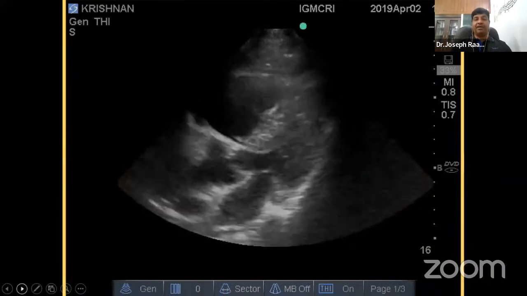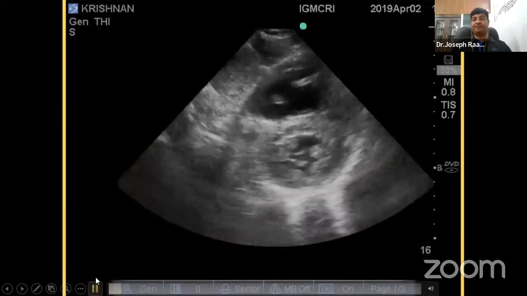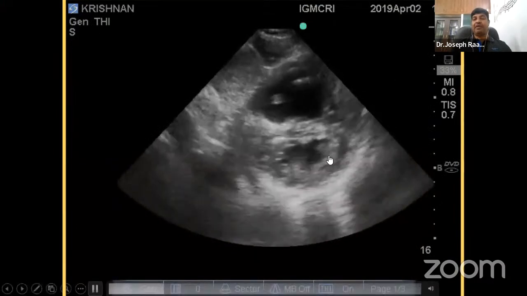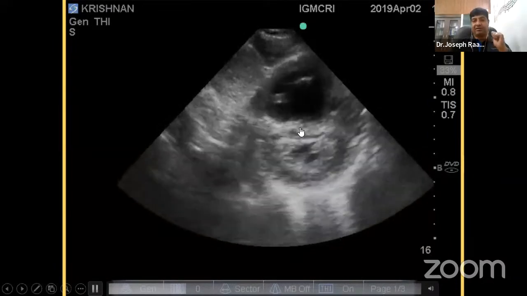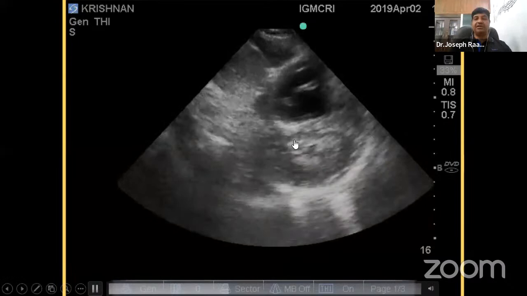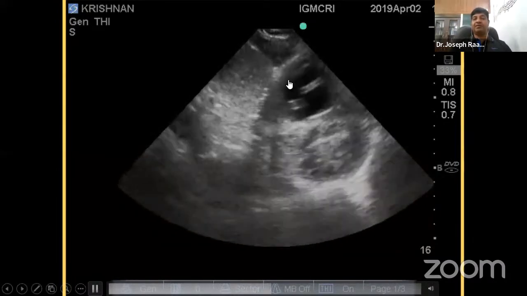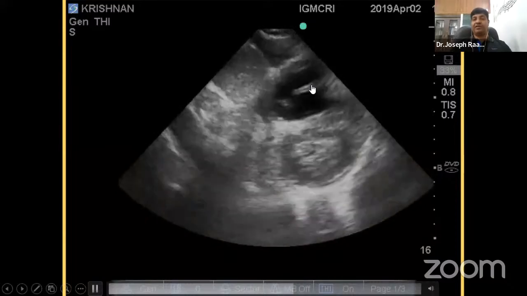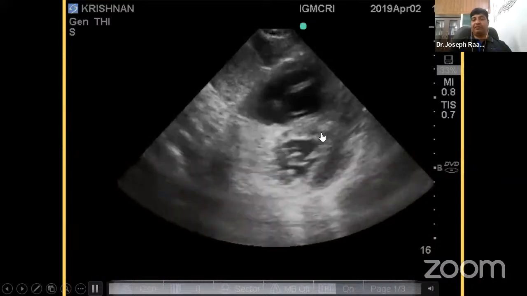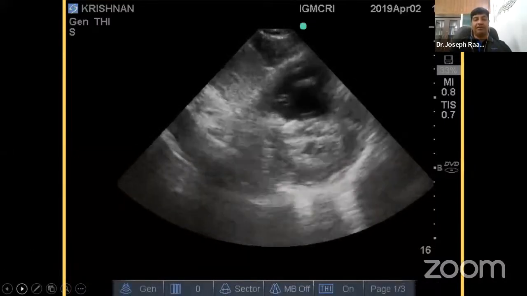Then by looking at the other views, what is this? Mid-papillary view from the subcostal. It's not the typical short axis view. This is a subcostal view. You can see the liver here. Because the pressure in the RV is very high, we are getting the D-shaped septum, pushing the septum into the left ventricle. This further confirms the RV failure.